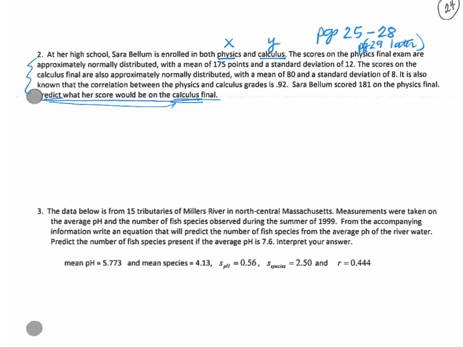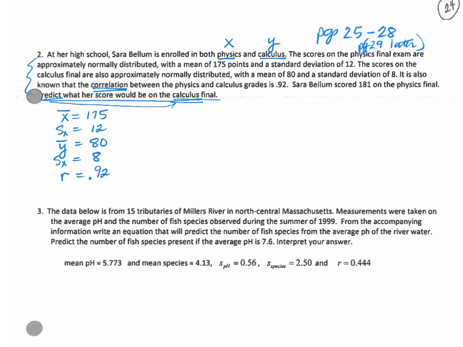All right, so then this stuff in the middle gives me all of the data. It says the physics exam scores are approximately normally distributed. The mean of 175, so that's X bar, the mean of X. And the standard deviation of X is 12. The scores on the calculus final are also approximately normally distributed with a mean of 80. So Y bar, the mean of Y, is 80. Standard deviation of 8. It is also known that the correlation coefficient between the physics and calculus grades is 0.92. So R is 0.92.